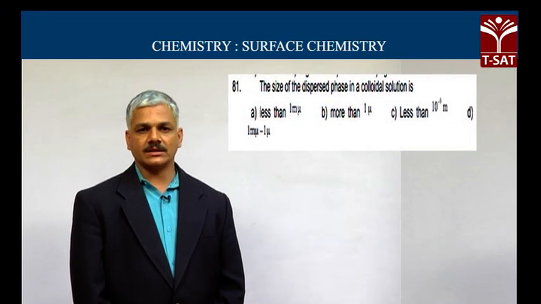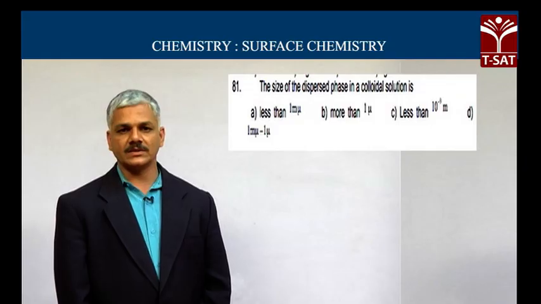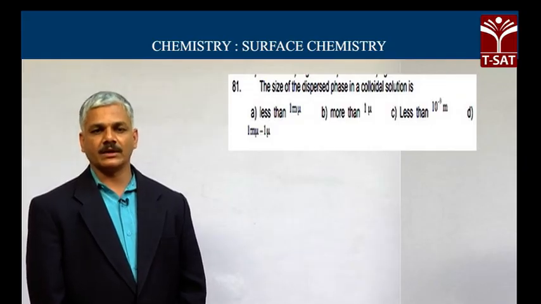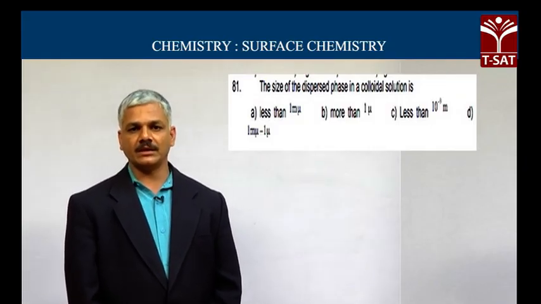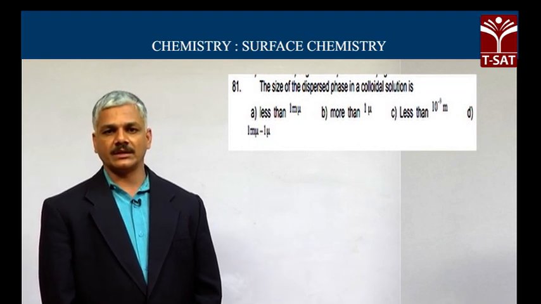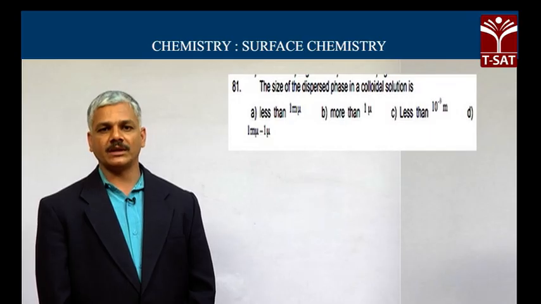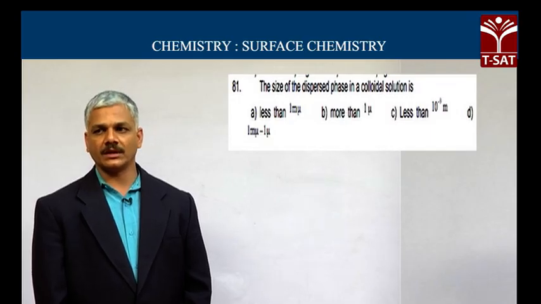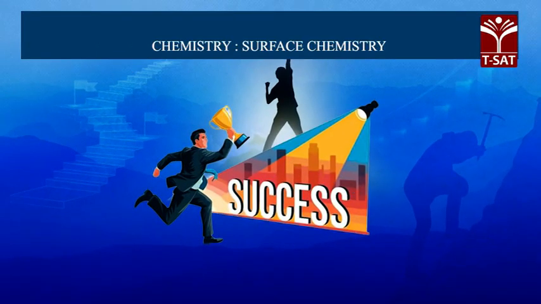81. The size of the dispersed phase in a colloidal solution is. Given options are less than 1 millimicron, more than 1 micron, less than 10 power minus 9 meters, 1 millimicron to 1 micron. Correct option is D.